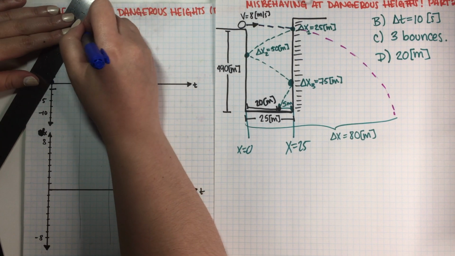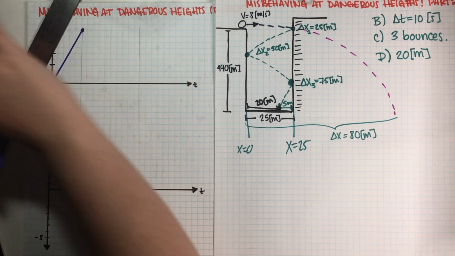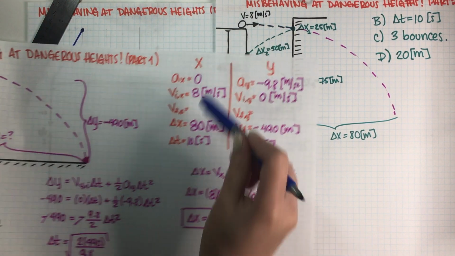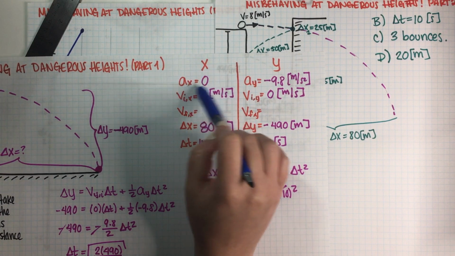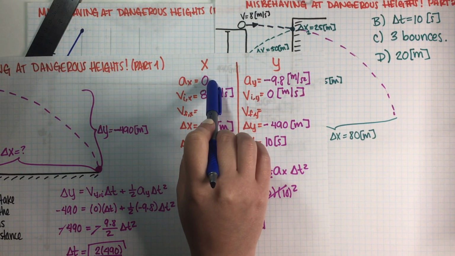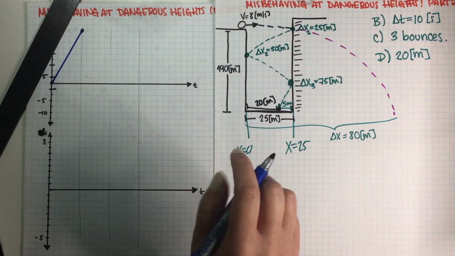Now, this has to be a straight line because remember, on the first part of our problem, we figured that acceleration at x has to be equal to 0. When your acceleration is equal to 0, your position is a sloped line. It is not a parabola. So that is how I know that it has to be a straight line.